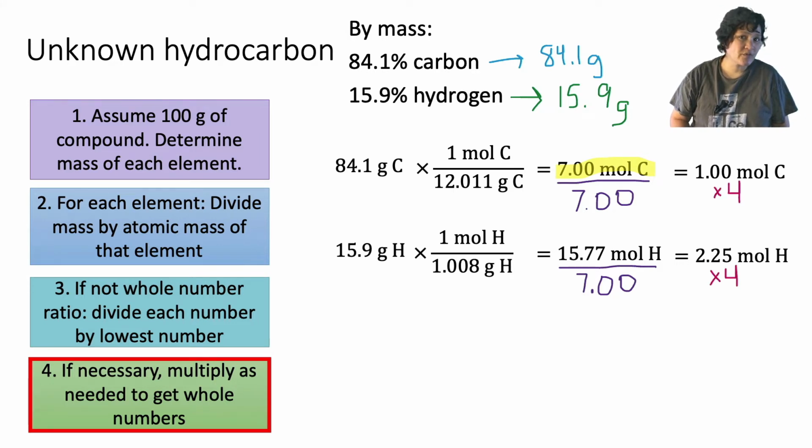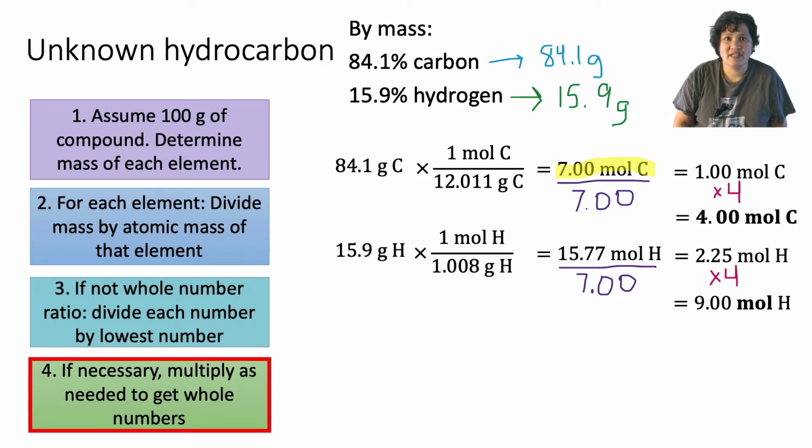Always remember when working with these numbers of moles that whatever operation you do to one, you have to do to all of the rest of them, or else you don't maintain the same ratio. So what does this give us? It gives 4 moles of carbon and 9 moles of hydrogen. So our empirical formula of this molecule would be C4H9.